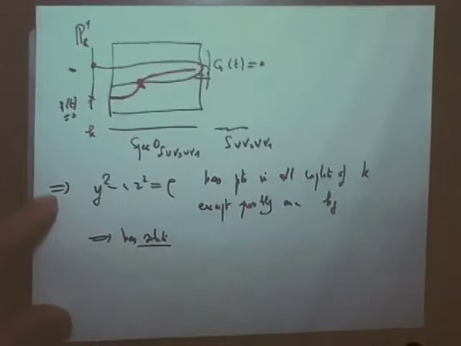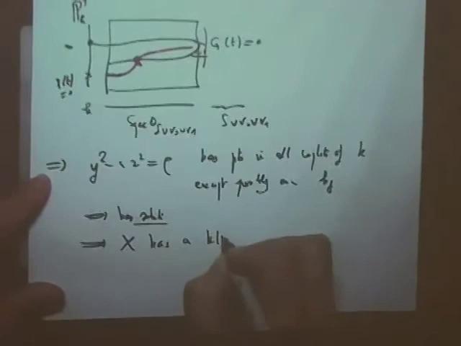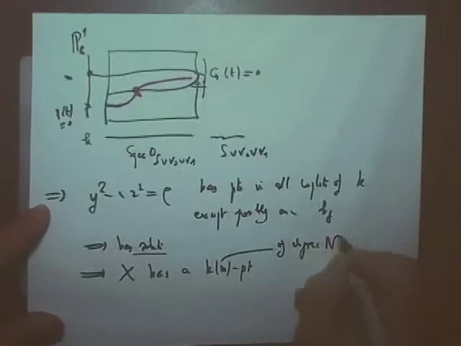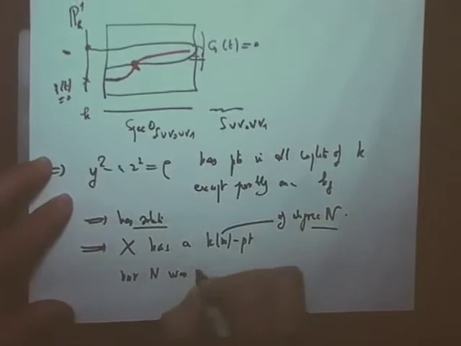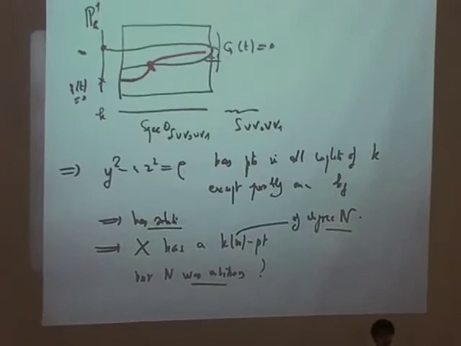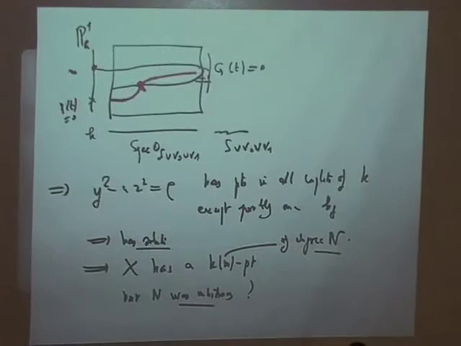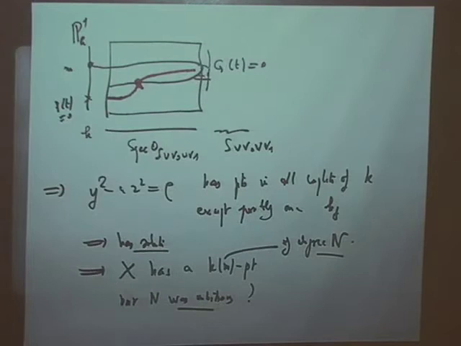Okay. So the conclusion is that X has a K of M point, and this thing is of degree capital N, but the N was arbitrary. So I can take N, I can take N plus one, and then I get a zero cycle of degree one. Okay, so we have a zero cycle of degree one. So the trick is, for rational points, you're in trouble. But if you take a sufficiently big extension, then you get a rational point.